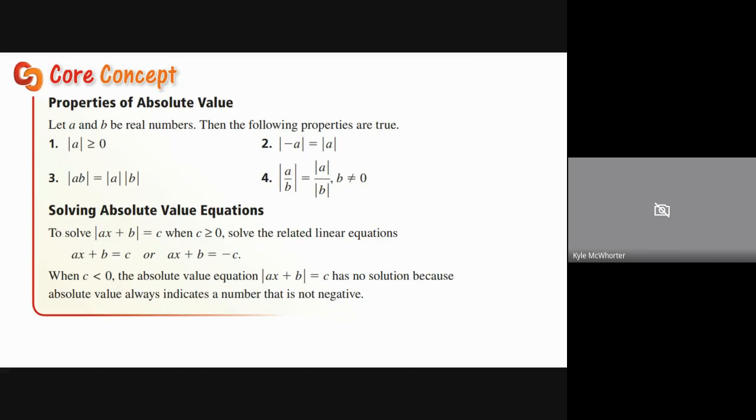Number 3 here, the absolute value of a times b, so the absolute value of a product, is equal to the product of the absolute values. So what you might see here, you might see the absolute value of 3x. That means that you can break that apart into the absolute value of 3 times the absolute value of x, which is 3 times the absolute value of x. So we're giving you rules where you can do a little bit of algebra here.